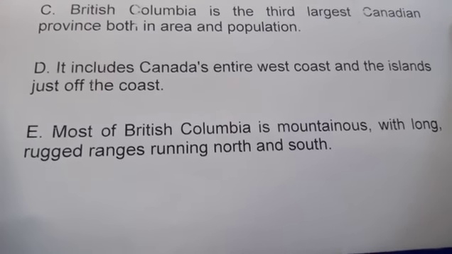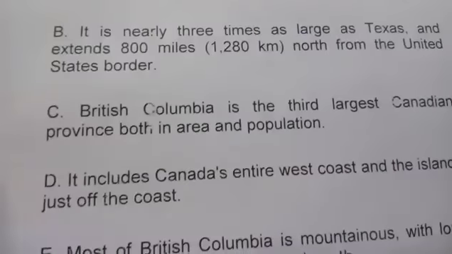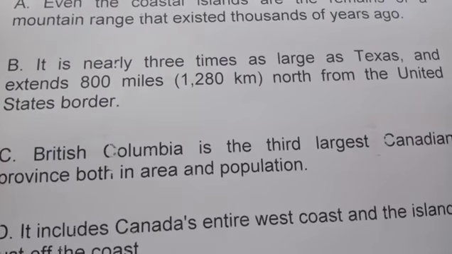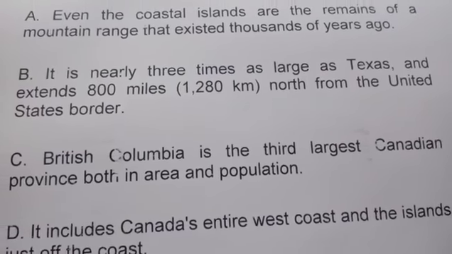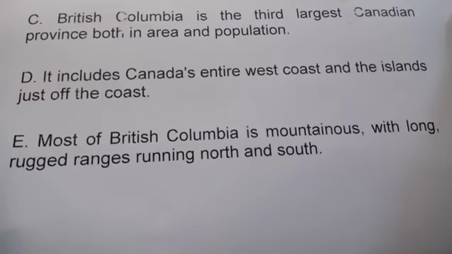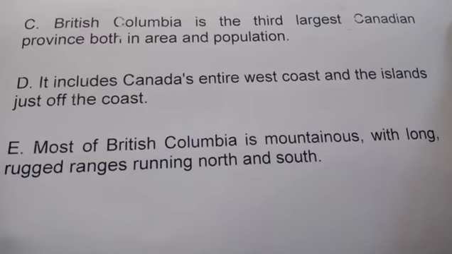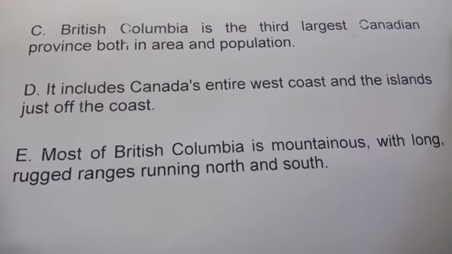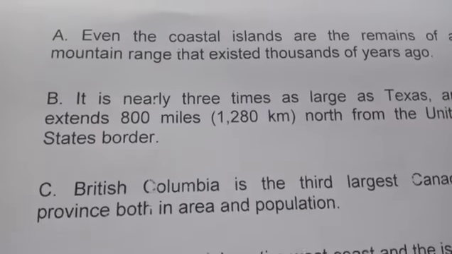So let me read it now. First, C. British Columbia is the third largest Canadian province both in area and population. Then B. It, as in British Columbia, is nearly 3 times as large as Texas and extends 800 miles north from the United States border. Then D. It, as in British Columbia, includes Canada's entire west coast and the islands just off the coast. And now we are left with E and A.